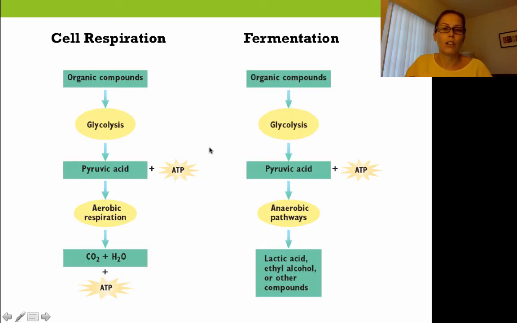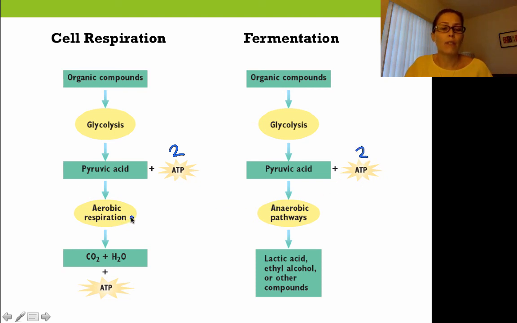So here's a diagram of cellular respiration and fermentation. So we see we both start out with organic compounds or glucose. They both start out with the process of breaking down that glucose in glycolysis. They both produce pyruvic acid and ATP, so that's 2 ATP total. Nice number 2 there, and a nice number 2 there.